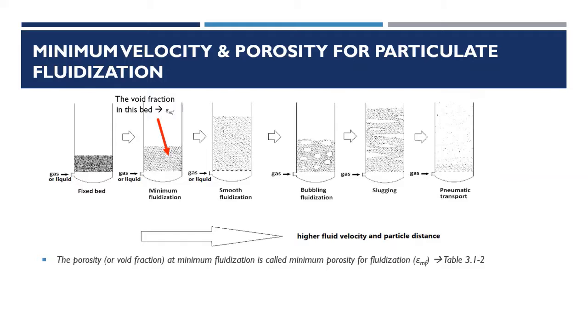Okay. And then we have another term. We call it epsilon MF. So epsilon, we know from yesterday's class, is the void fraction, or the empty space. So when it starts to move as a whole like this, there should be a void fraction. So there should be empty spaces in between the particles, right? Now, the void fraction at minimum fluidization is called minimum porosity for fluidization, or epsilon MF.